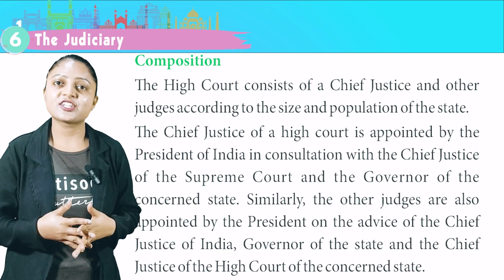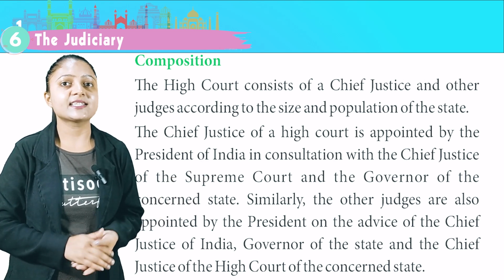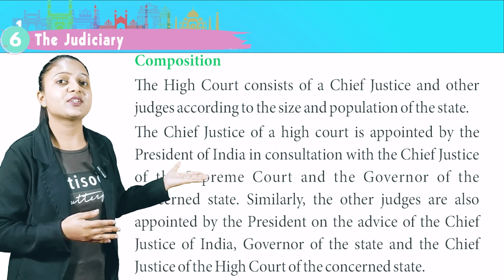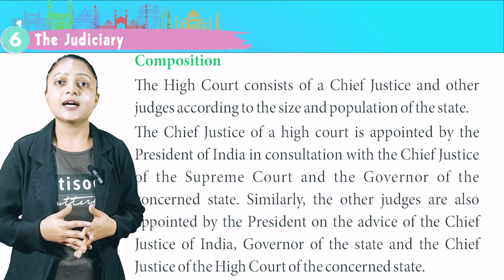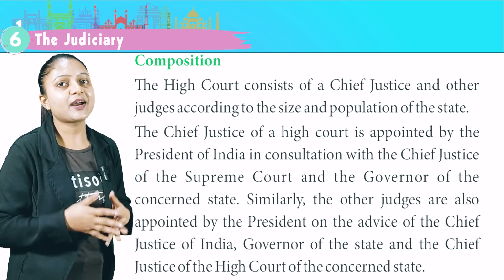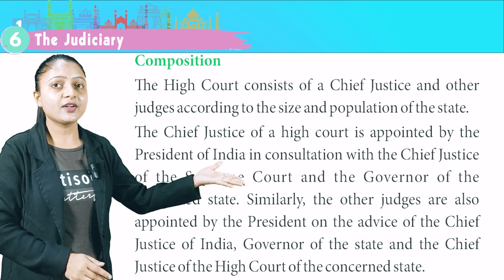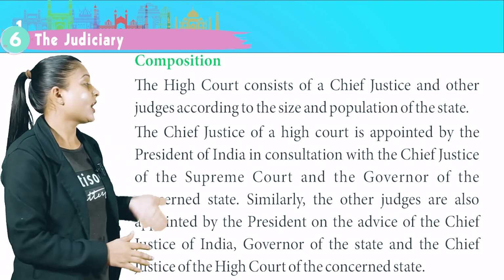Composition. The High Court consists of a Chief Justice and other judges according to the size and population of the state. The Chief Justice of a High Court is appointed by the President in consultation with the Chief Justice of India and the Governor of the concerned state. Similarly, the other judges are also appointed by the President on the advice of the Chief Justice of India, the Governor of the state and the Chief Justice of the High Court of the concerned state.